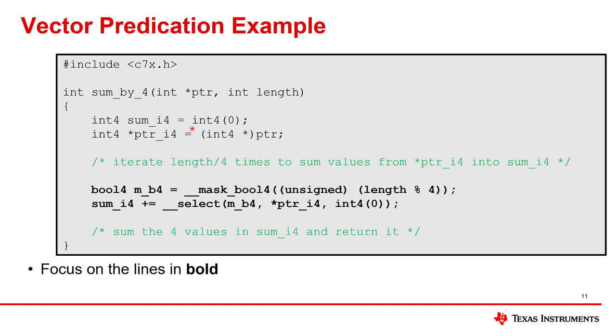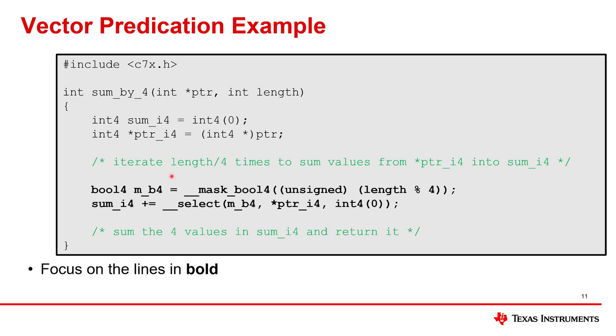So, sum is set to 0. It's a vector of 4 ints, and this is how you set it to 0. And here's a pointer to one of those vectors, and it's initialized to the base address that's passed in. I'm not even showing the code that iterates through this and, 4 at a time, sums them up. And then at the end, you sum up those 4 values in sum I4 and return it. I just want to focus on these lines here.